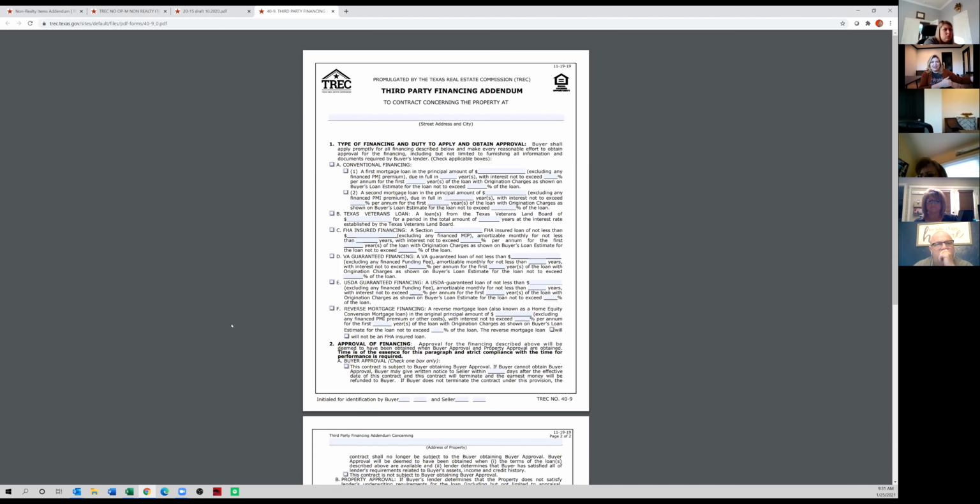Okay, so cash is king. We love that. That's good. This one, not as good, but it does give the buyer some outs. And so that's what this form is all about, benefit to the buyer, not to the seller.